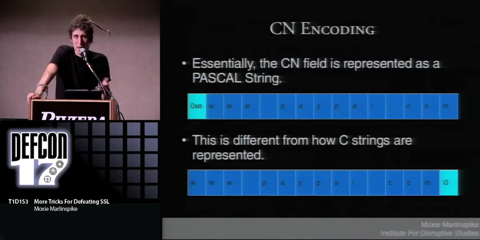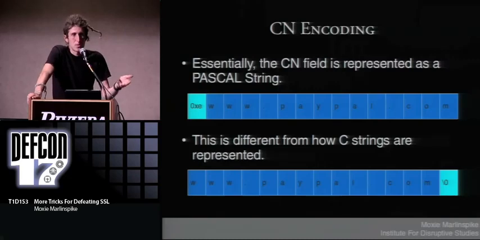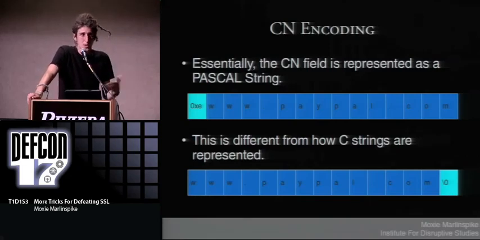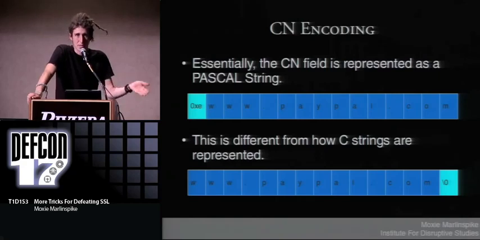This is different from how C strings are represented. In C, your pointer to the string is just the pointer to the first character in the string, and you have no idea how long the string is. And then you have to walk through the string until you encounter a null character. And the null character indicates that you've gotten to the end of the string. So really, one important thing to notice is that in Pascal strings, a null character has no special meaning. It's just another character in your character string.